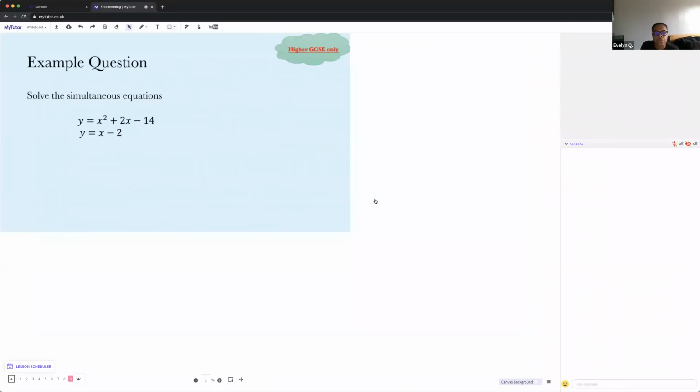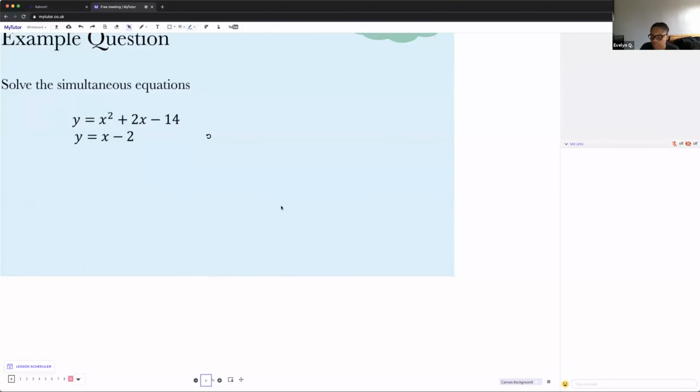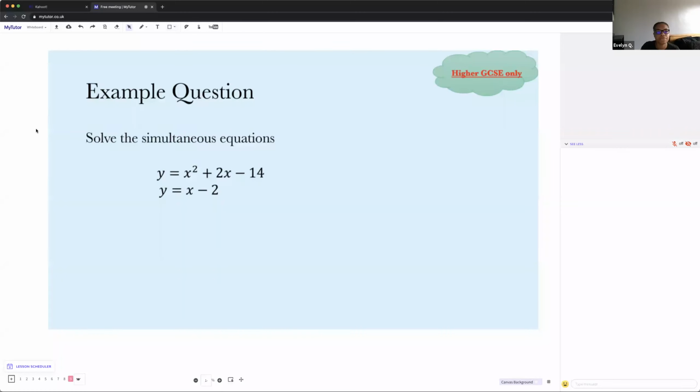So we're going to go through an example together. So let's have a look. This is what these harder simultaneous equations look like. So the top equation is a quadratic because we've got an x squared in there. The bottom one is just a linear equation. So we're going to go ahead and solve this using the method of substitution.